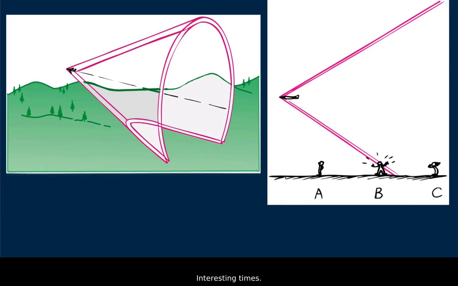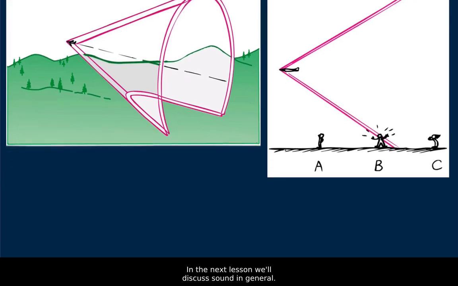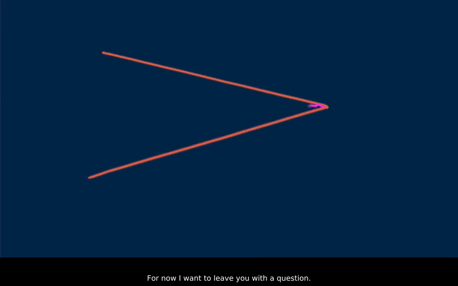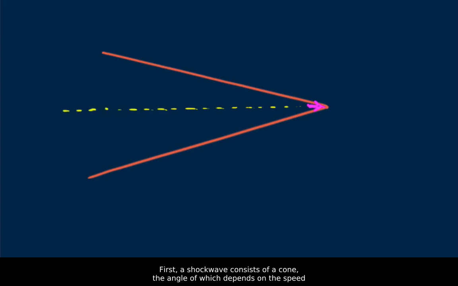Interesting times. In the next lesson, we'll discuss sound in general. For now, I want to leave you with a question. First, a shock wave consists of a cone, the angle of which depends on the speed of the aircraft that produces it. Here's my question. As a supersonic aircraft increases its speed, does the resulting conical angle of the shock wave open wider? Or does it narrow? Or neither?